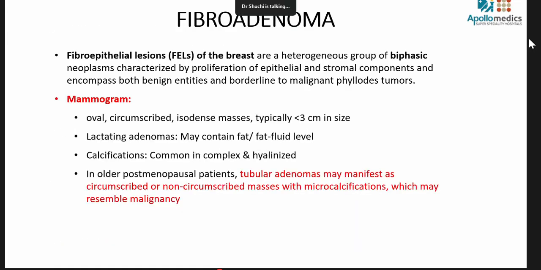Fibroadenoma is one of the most common causes of a palpable breast mass which comes to mammogram. You'll get an oval, circumscribed, isodense mass, then lactating adenomas with calcifications. In older postmenopausal women you can have tubular adenomas. They mimic this with microcalcification, which may resemble malignancy.